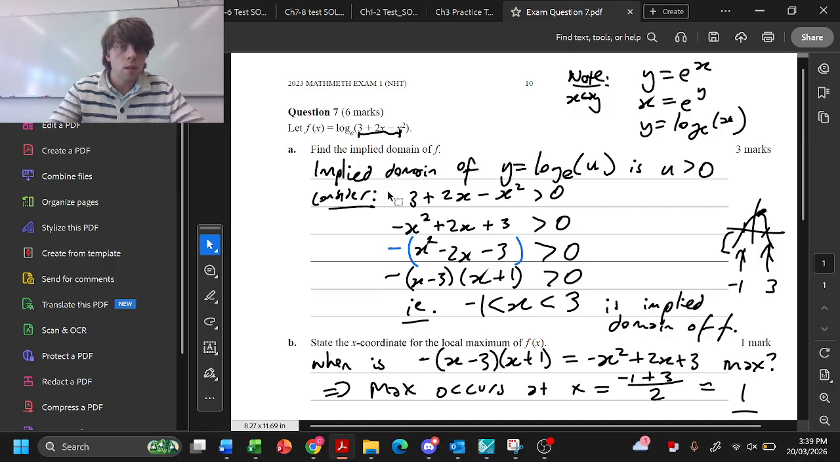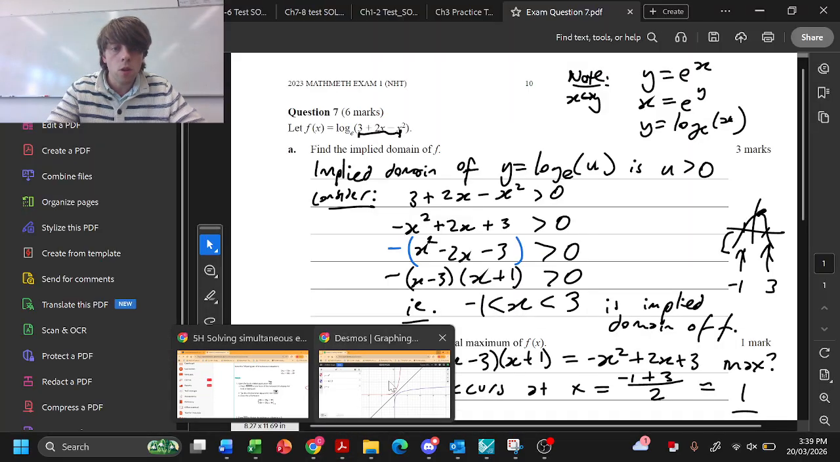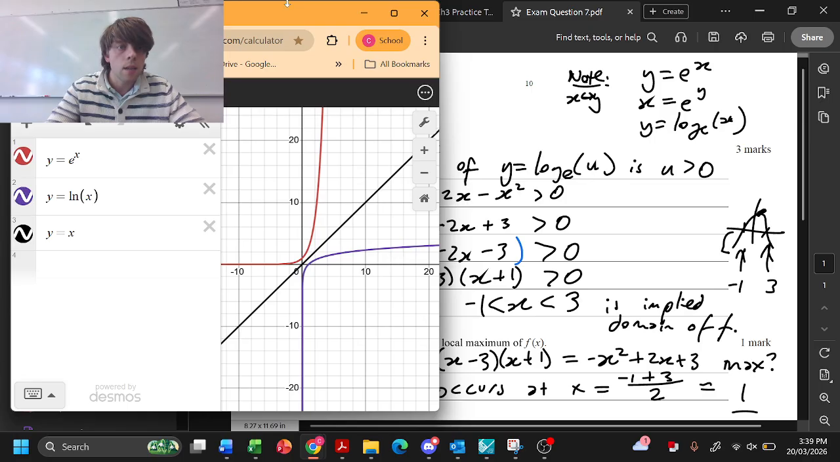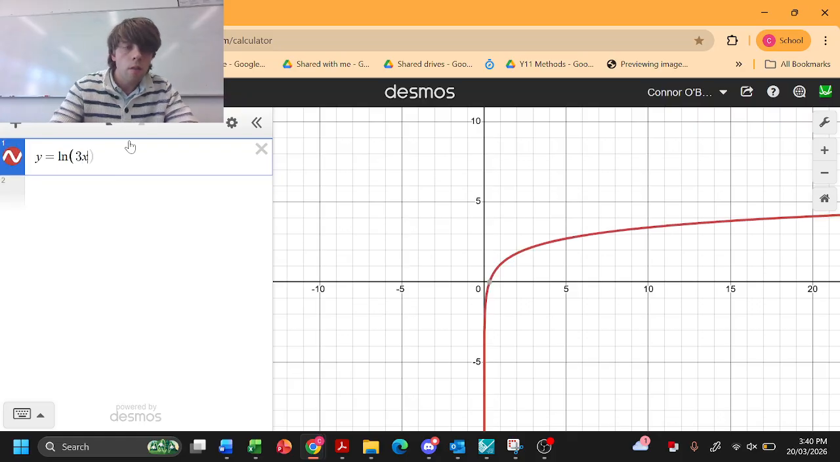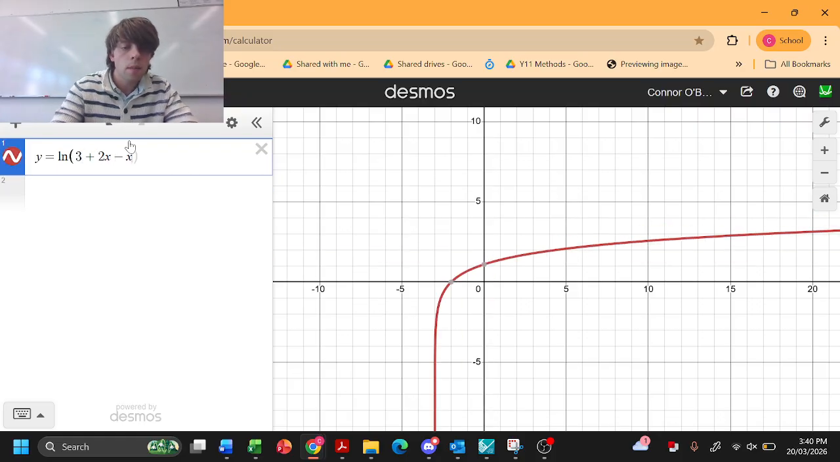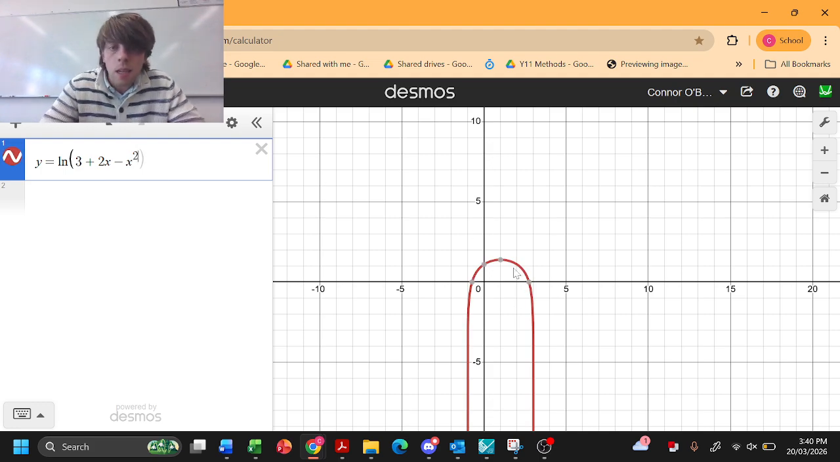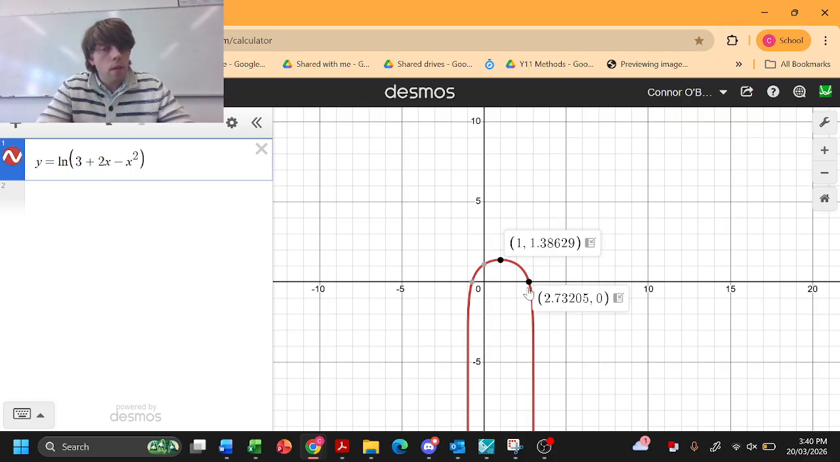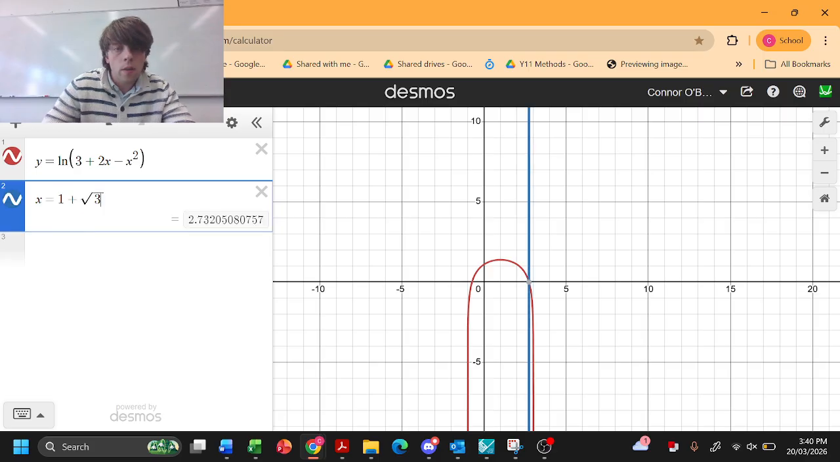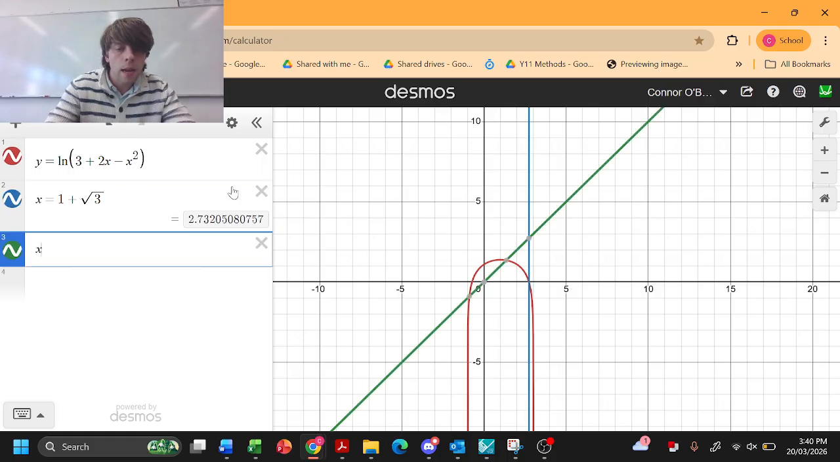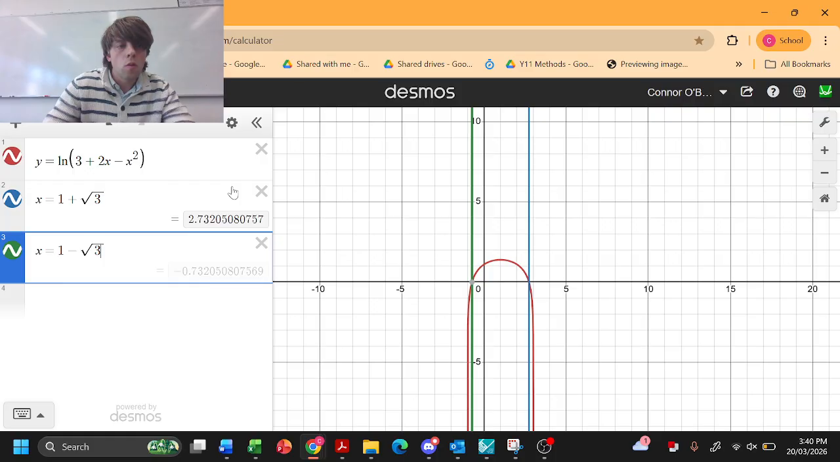And just because it's a bit of fun, if we want to see what this overall graph would look like, we could go ahead and type it into Desmos. So let's just imagine, what does this graph look like? That is y equals the natural logarithm of 3 plus 2x minus x squared. You can see it does look like this little upside down parabola. The maximum does occur at x equals 1, and you can verify for yourself that these points are x equals 1 plus root 3, and x equals 1 minus root 3.